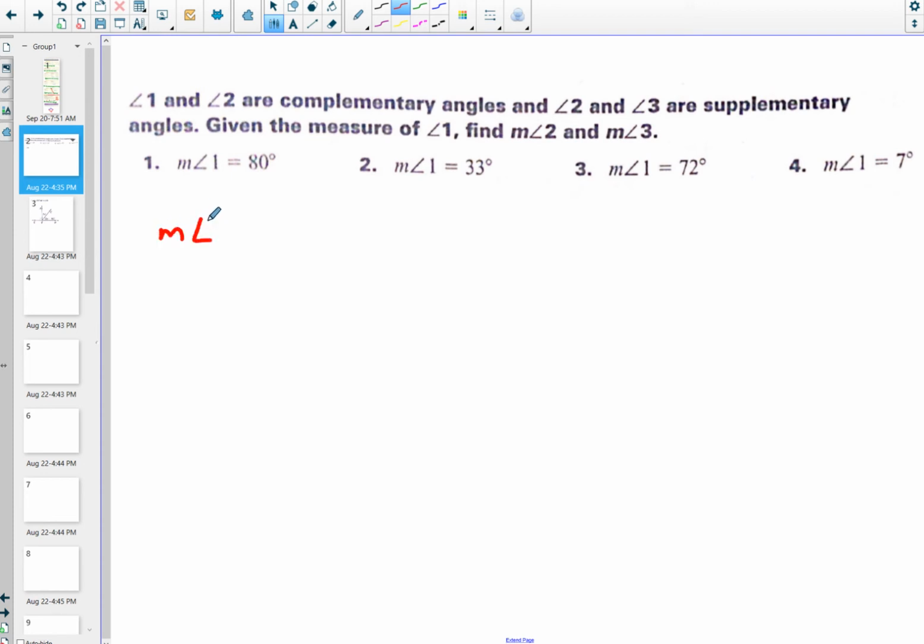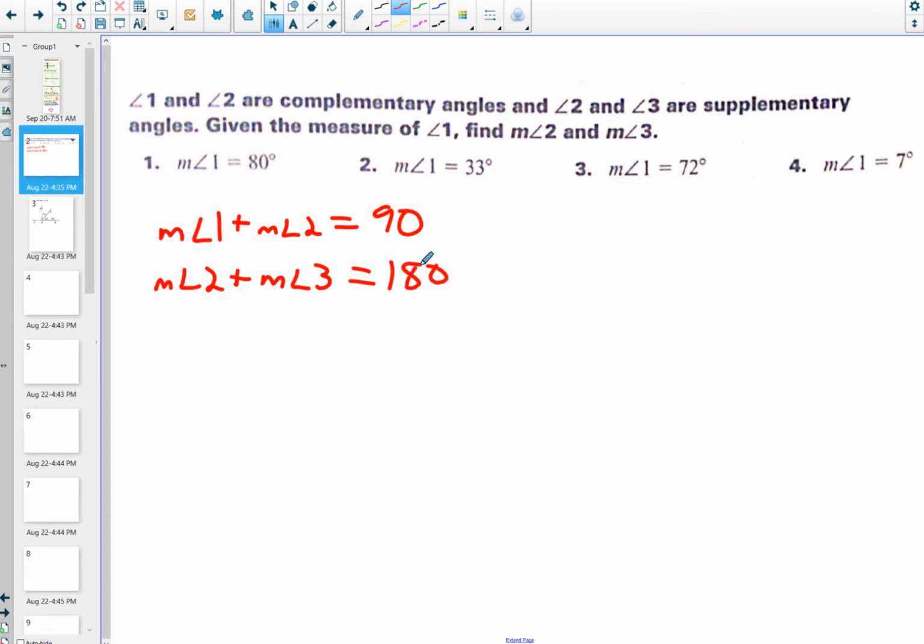So that little m means measure. Whenever you're going to talk about degrees, you should put the little m in front of the angle symbol. So measure of angle 1 plus measure of angle 2, if they're complementary, what's that going to give me? What do those two add up to? 90. Measure of angle 2 plus measure of angle 3 are supplementary. So what does that give me? 180.